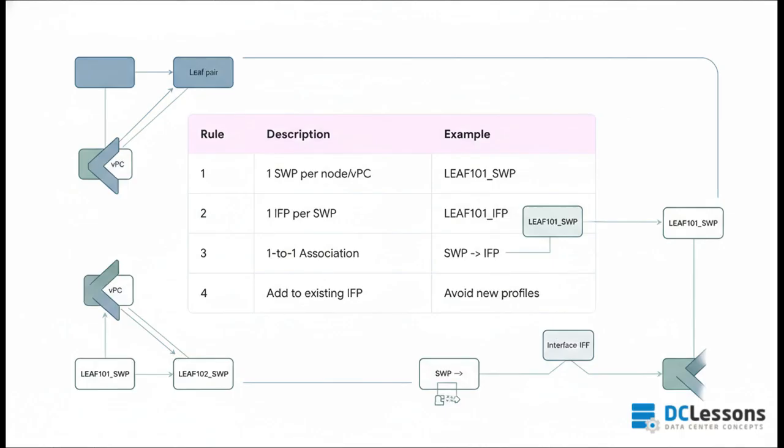The recommendation here is super straightforward. First, you create one switch profile for each individual leaf node and one for each VPC pair. Then you create a matching interface profile for each of those. You keep it a clean, one-to-one mapping. This makes your configuration incredibly easy to read and manage.